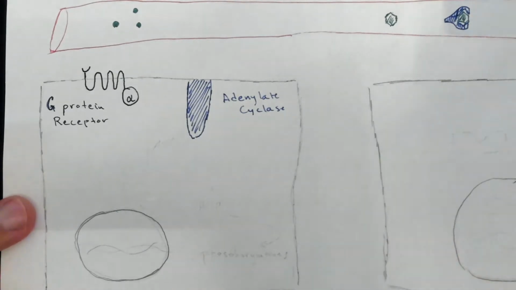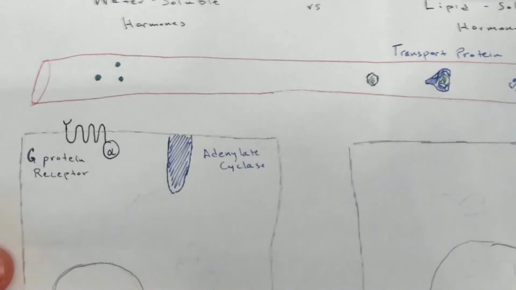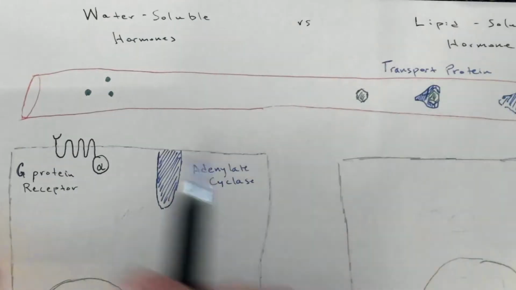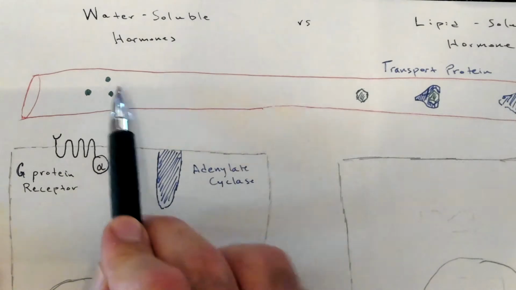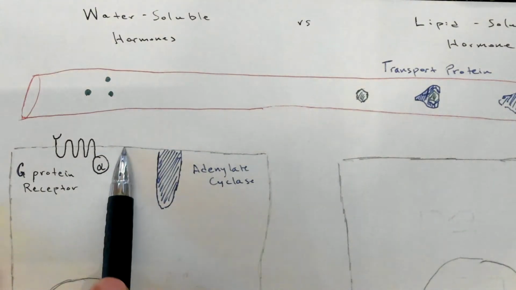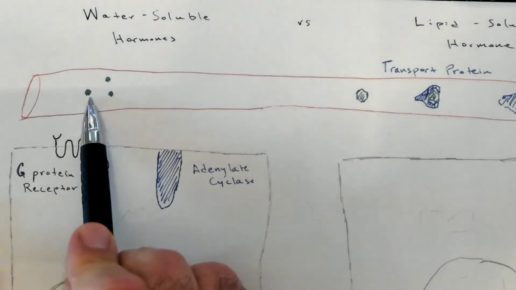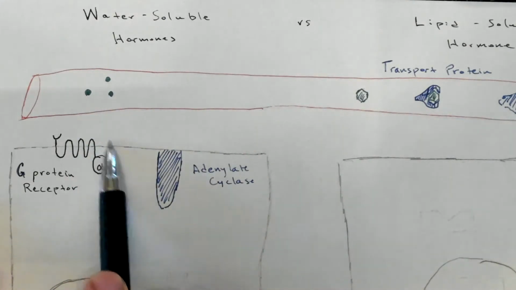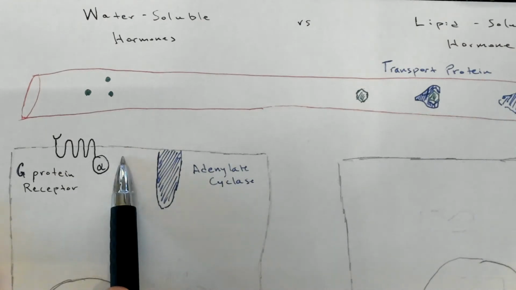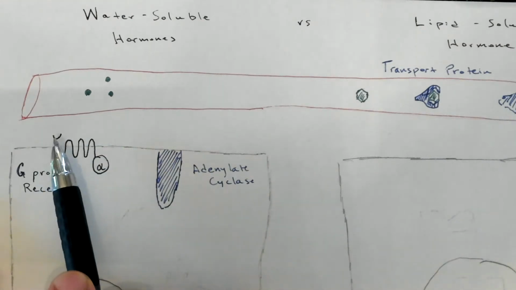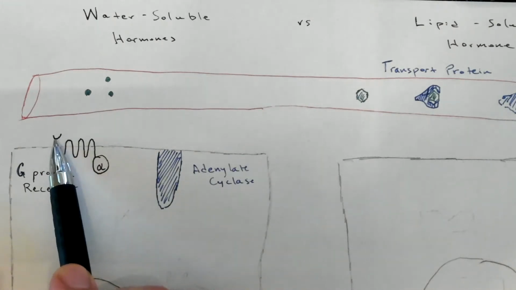Now, if this is a water-soluble hormone, these green dots, that means they dissolve in water or in blood. But don't forget that the cell membrane is actually a phospholipid bilayer, which means it's a fatty layer. Whereas these hormones do just fine inside the blood, they cannot cross the phospholipid bilayer. That is why they stay outside, and that is why the receptor is on the outside.